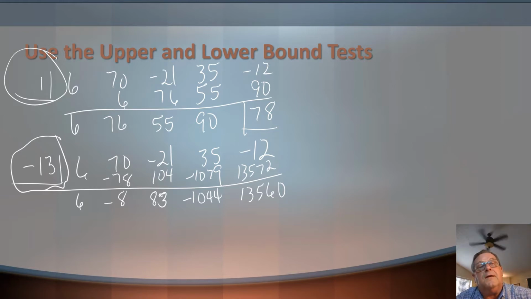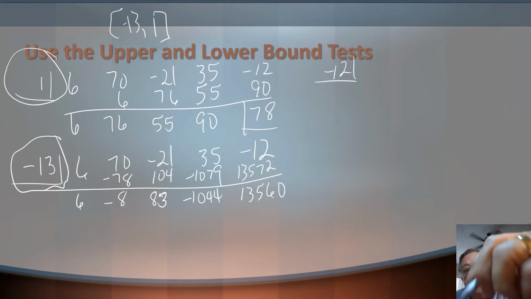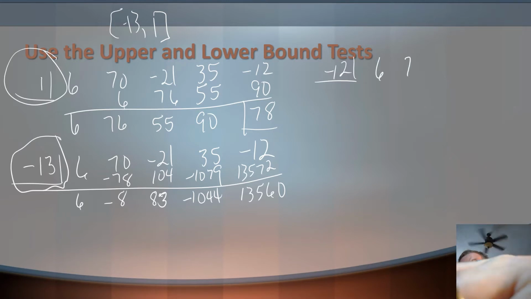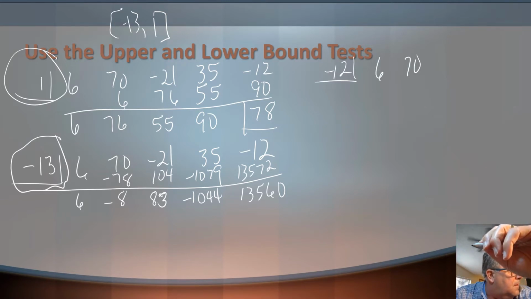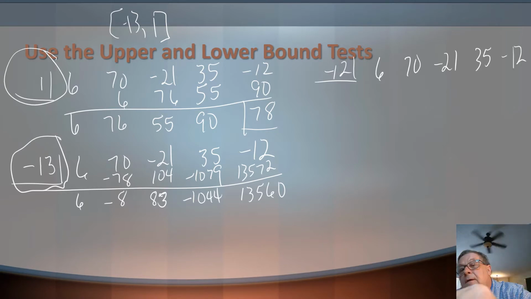So we got the interval of negative 13 and 1 is where all the rational real zeros are going to lie. Now I got to find the real zeros. Well, let's try negative 12. So I got negative 12 in the box. This one I haven't worked out. So I got 6, 70, negative 21, 35, and negative 12. If it's a real zero, I've got to have 0 for a remainder.